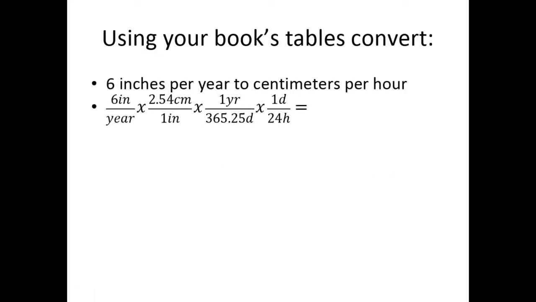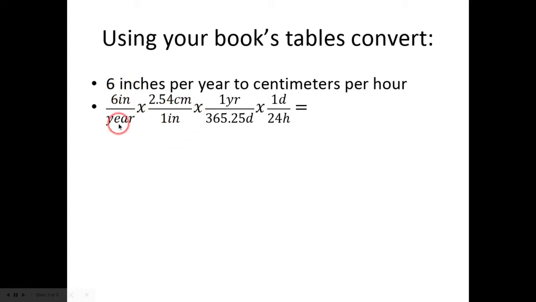Okay, so let's see the next one here. The next one is 6 inches per year to centimeters per hour. So I got a lot of different things going on here. So the first thing I do is I write down the 6 inches over 1 year, right? And I want to get to centimeters per hour. So I look at the inches and I want to convert from inches into centimeters. So I have inches on the top, so then I put inches on the bottom, and then I put centimeters on the top. I look at my book, and in the book it says 2.54 centimeters are in 1 inch. So I write that out. I can cancel my inches.